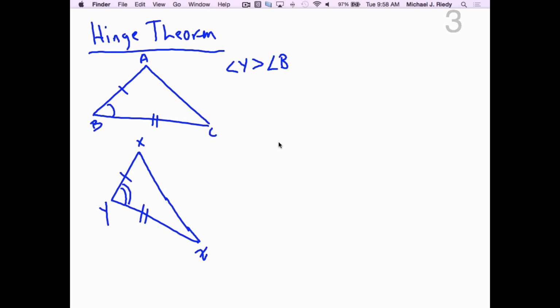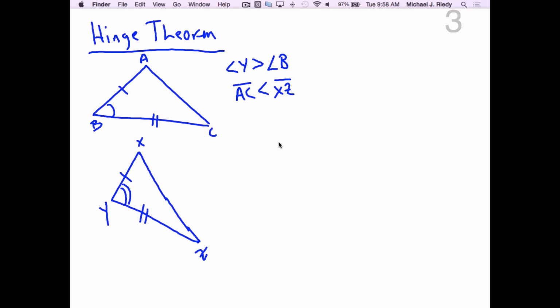Okay, I'll give you that. So what is the relationship between AC and XZ? AC is less than XZ. Correct. Why? Because angle B is less than angle Y, and since that's the opposite side, you would do the same thing. So AC would be less than XZ. We okay with that?